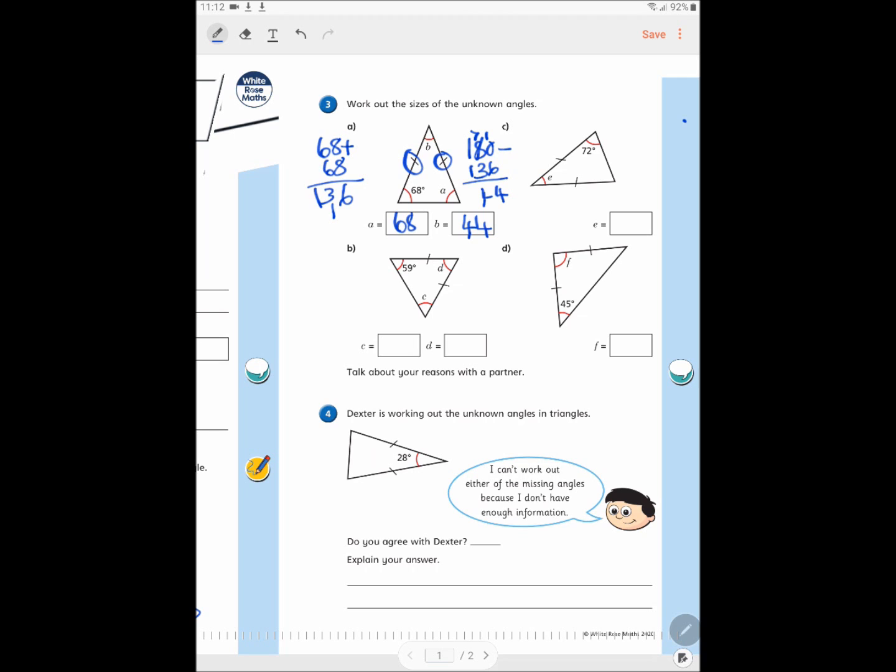Right, so I'm going to go on to question 4. Dexter is working out the unknown angles in a triangle. He says: I can't work out either of the missing angles because I don't have enough information. Actually, he's wrong. He does have enough information. I know that that is 28 degrees. I know that here are my equal sides, so therefore these 2 angles must be the same. So what I've got to do is work out what the total of those 2 would be by saying, well, I know the inside angles of a triangle add up to 180. So I've got to take the 28 away, which is the one bit I've been told.